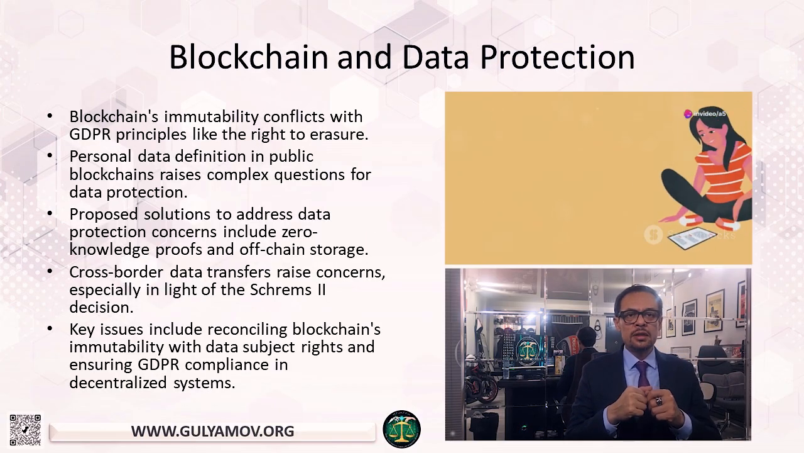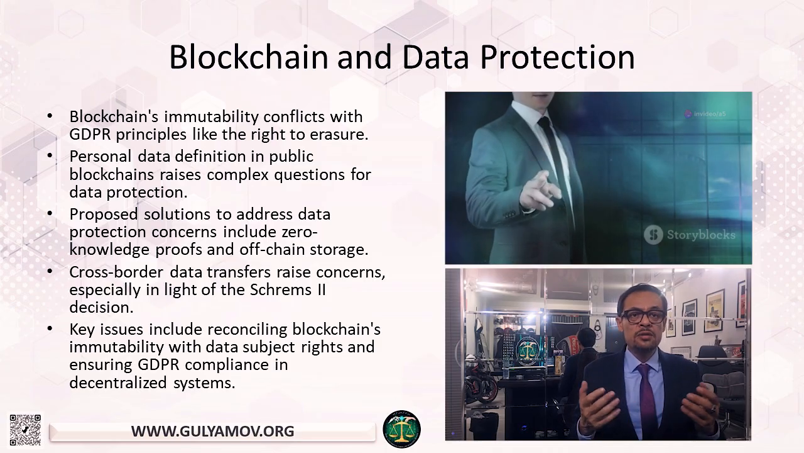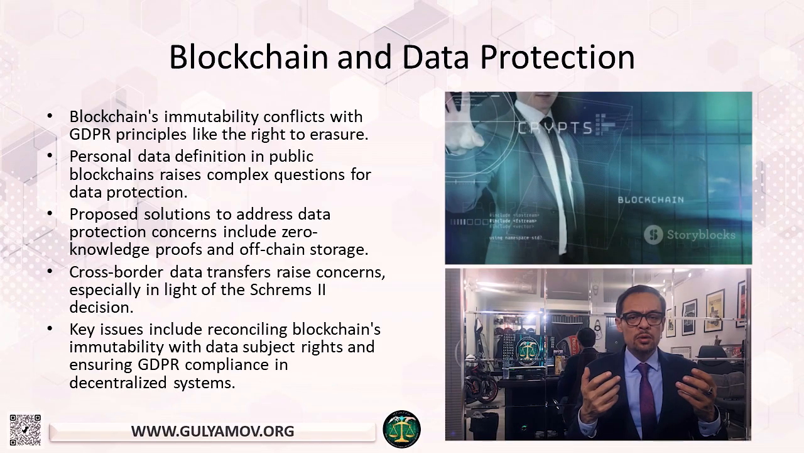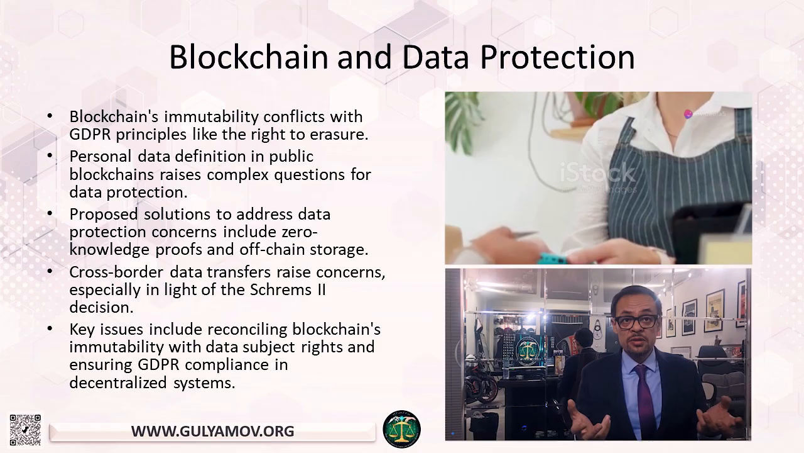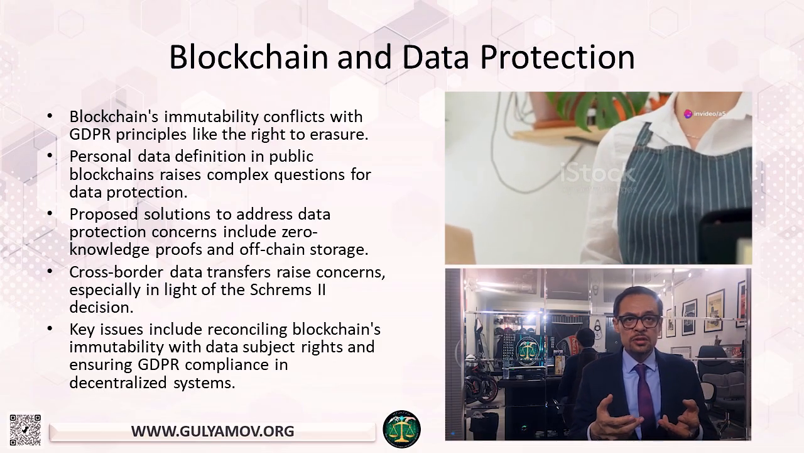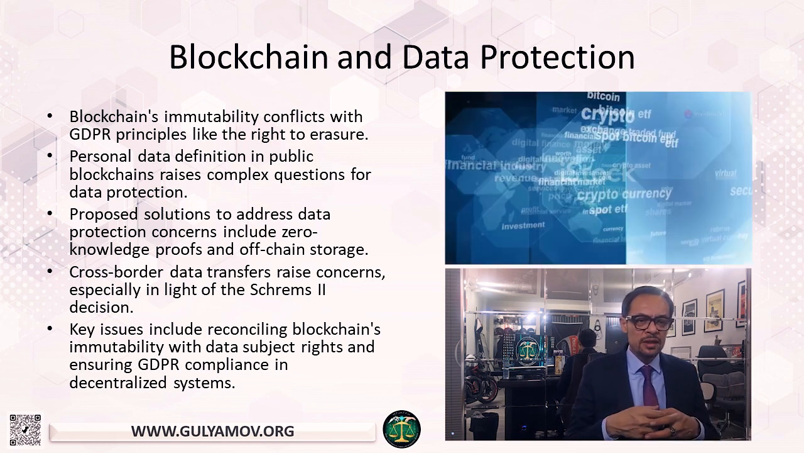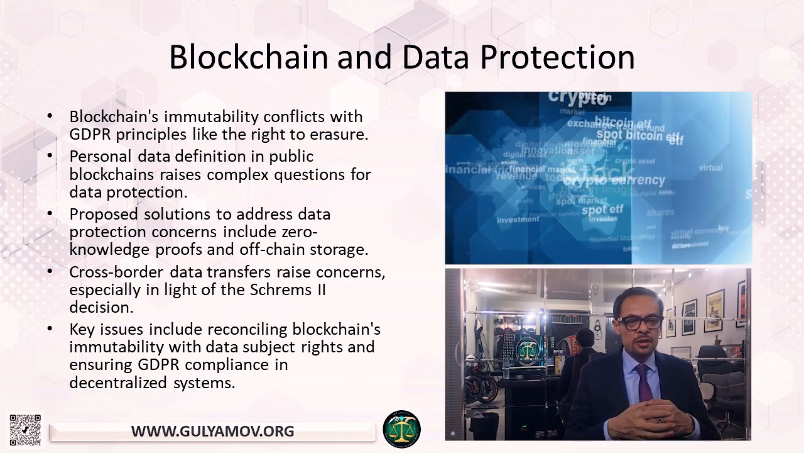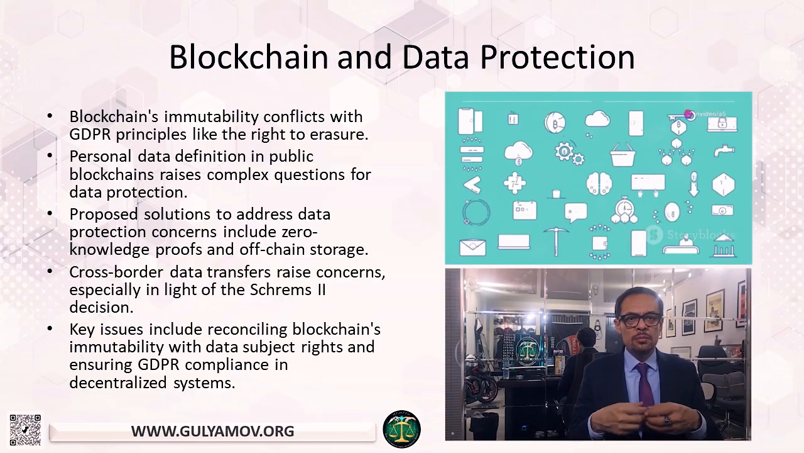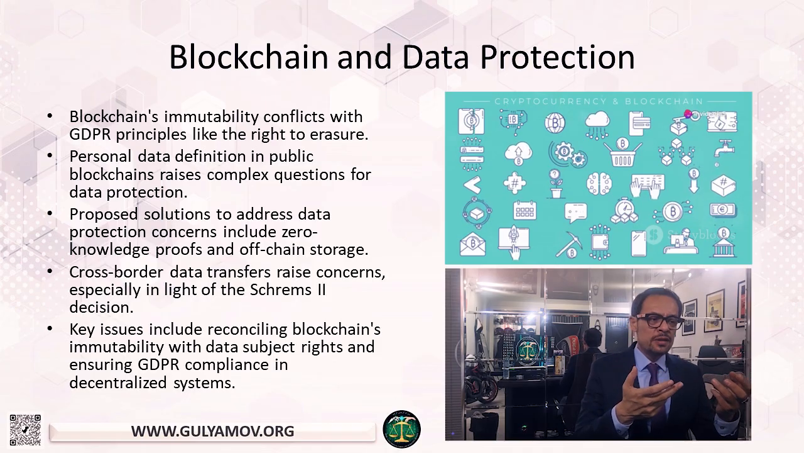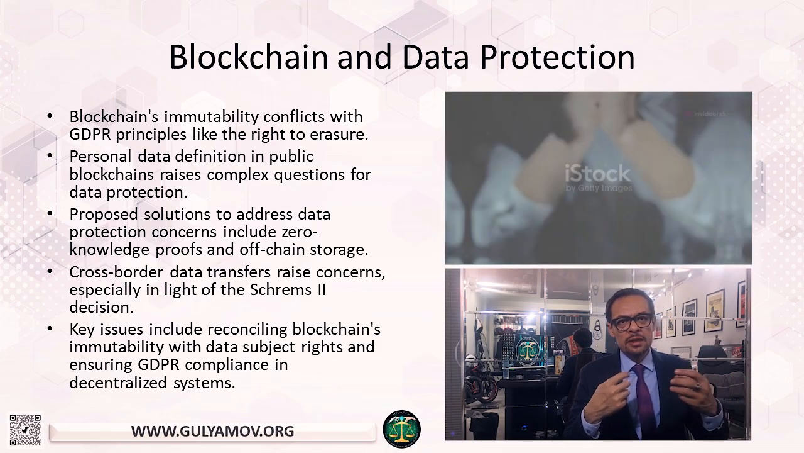Blockchain and data protection. The intersection of blockchain and data protection, as depicted on our slide, presents a regulatory conundrum. Blockchain's fundamental characteristic of immutability stands in stark contrast to GDPR principles, particularly the right to erasure. The very definition of personal data takes on new complexity in the context of public blockchains, challenging traditional notions of data ownership and control. Innovative solutions are emerging to bridge this gap, including zero-knowledge proofs and off-chain storage mechanisms.